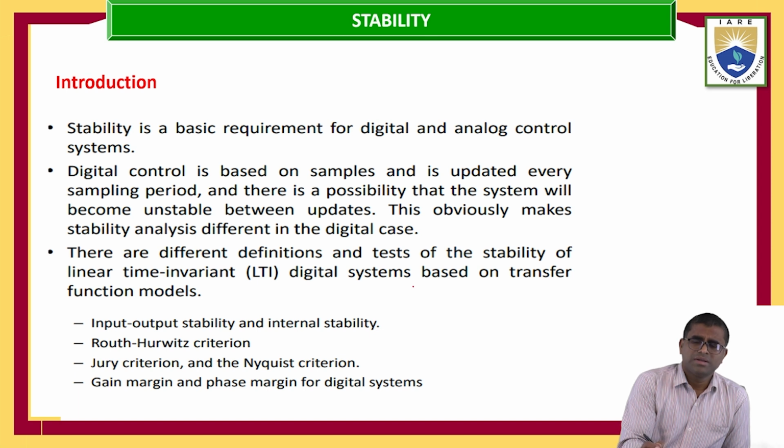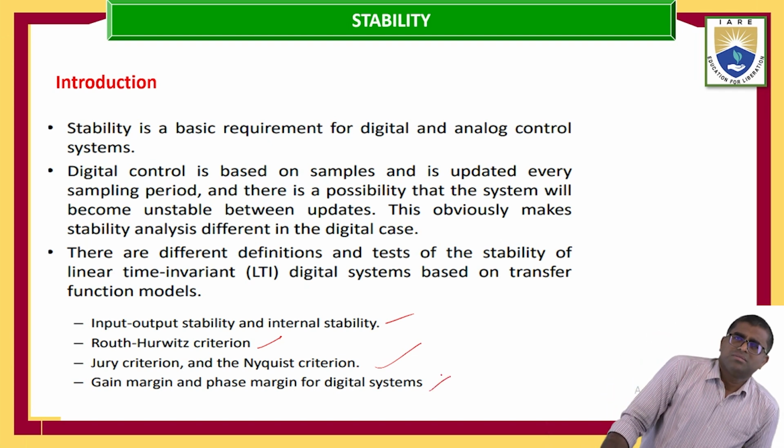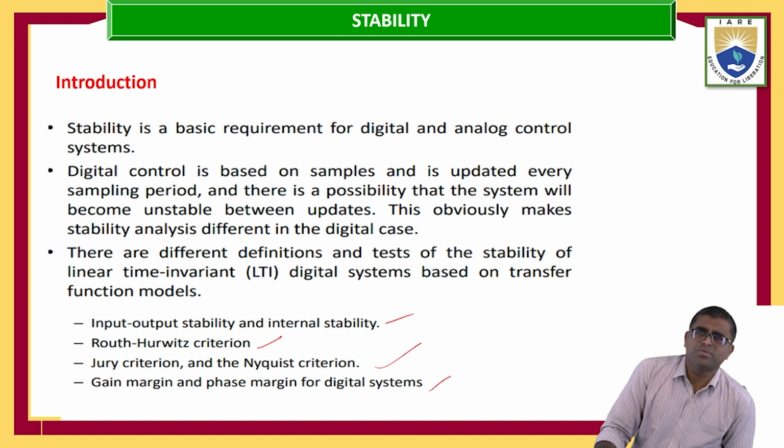Next, we also analyze the system with the Routh-Hurwitz criteria, and for finding the stability conditions we have the Jury stability test and the Nyquist criteria. The last one is gain margin and phase margin representation for digital systems, that is, Bode plots and root locus, which we use to represent the stability conditions.